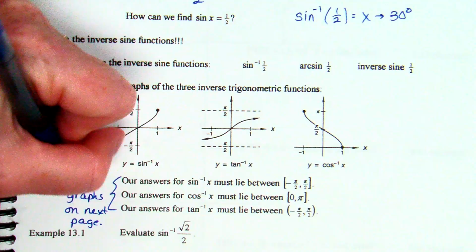Okay. Shall we practice? First example is a little bit easier example. Evaluate sine inverse of radical 2 over 2. So what is this asking? At what angle does sine equal radical 2 over 2?